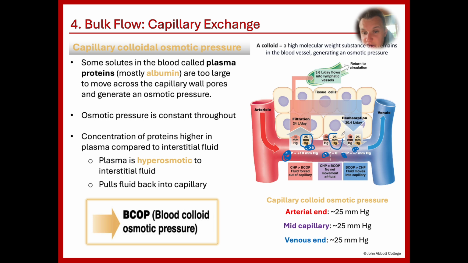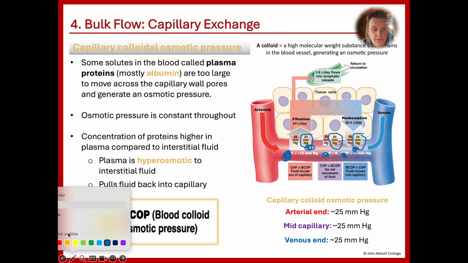25 millimeters mercury. That is the blood colloid osmotic pressure, the capillary colloid osmotic pressure. It's pulling back water equally across the membrane, right? It's actually counteracting this force here. And it's pulling back because these solutes cannot move. So water will want to come back at a certain level, right? So the capillary colloid osmotic pressure is 25 at this end, 25 at this end, 25 at this end, because albumin is the same level over here, the same level over here, and the same level over here, right? So we're good with that.